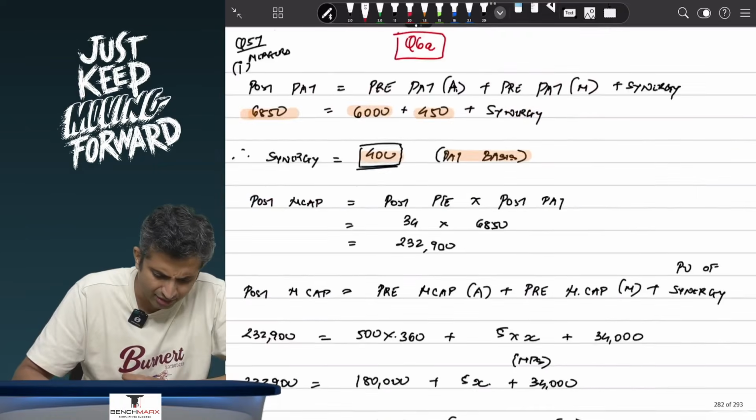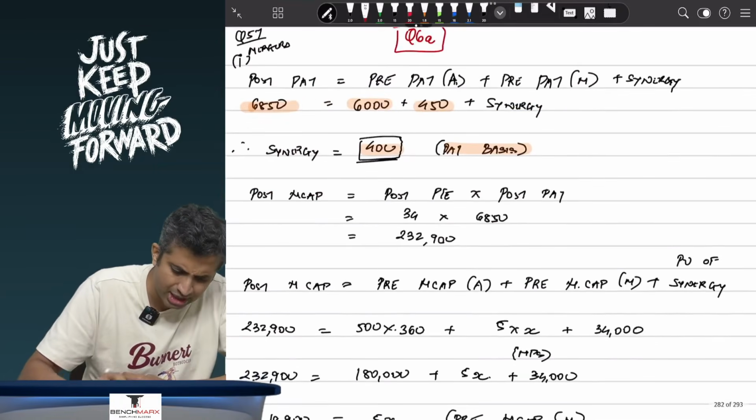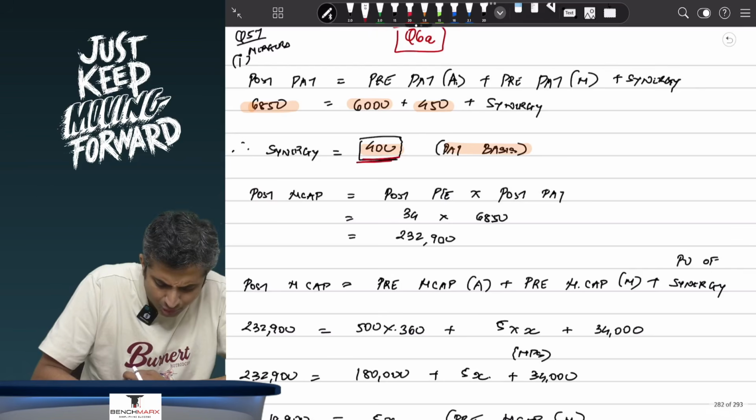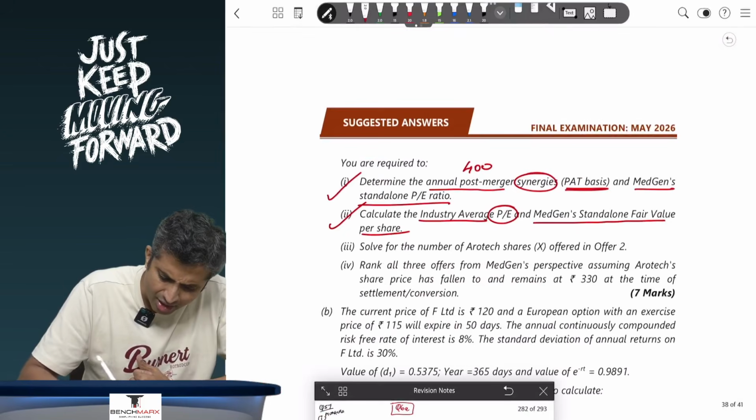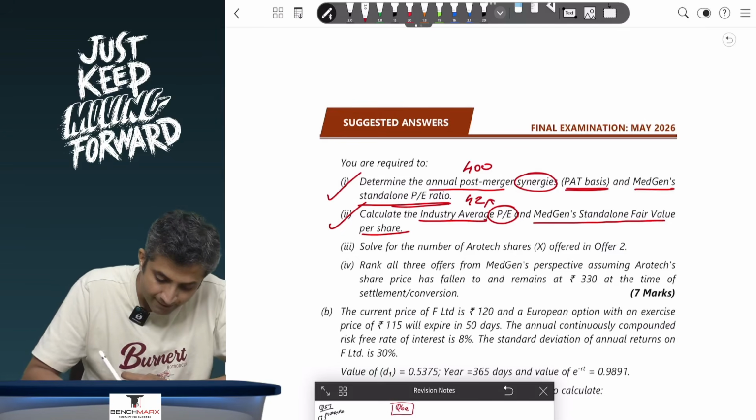So if I look at, let us say, the next question on mergers, I would say that yes, synergy on a PAT basis in sub point 1, they're asking, well, I will say that this is 400, and MedGen standalone PE ratio, I'll say this is 42x. We just found that 42x. The industry PE ratio is 35x, and MedGen standalone fair value is 3780.